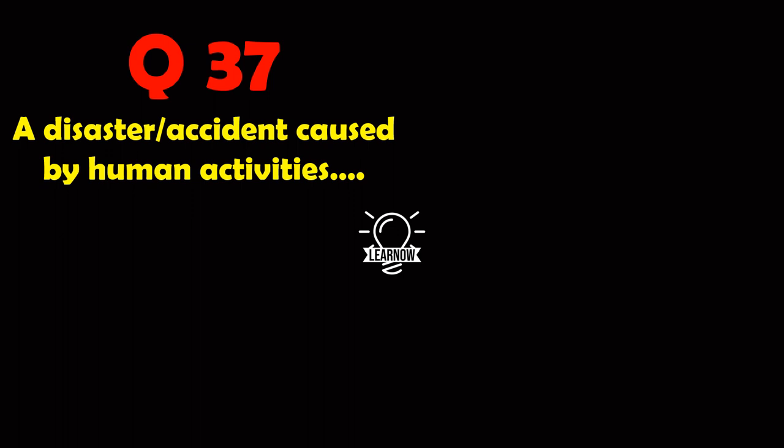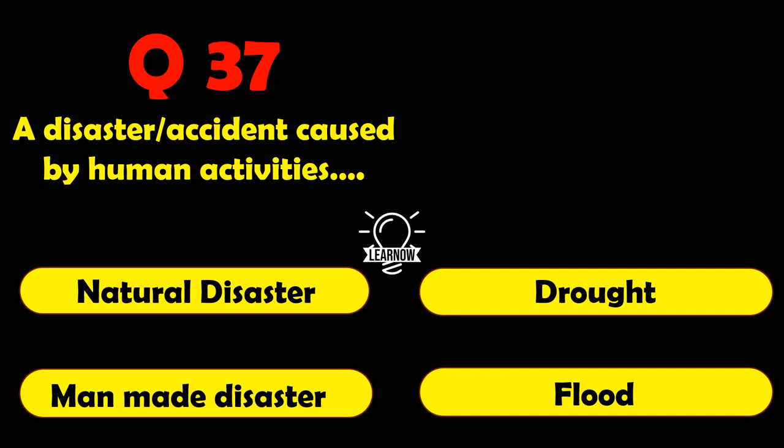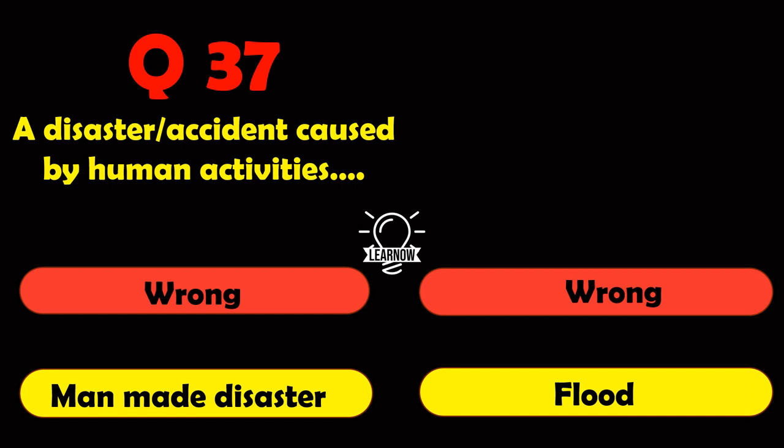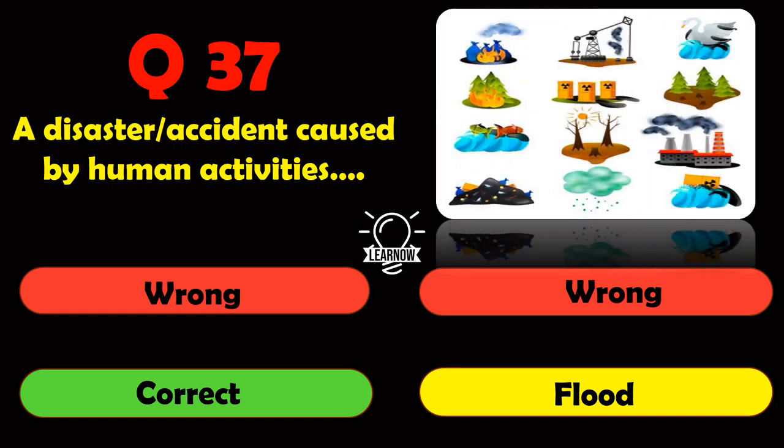Question number 37, a disaster or accident caused by human activities is called, here are the options: natural disaster, drought, man-made disaster, or flood. So we all know that natural disasters are not caused by human activities, so it is the wrong answer. Drought, again we know in drought there is a shortage of water, so it cannot be the correct answer. We are talking about human activities, so the disasters or accidents caused by human activities are called man-made disasters. So man-made disaster will be the correct answer. Here are the examples of some of these man-made disasters.